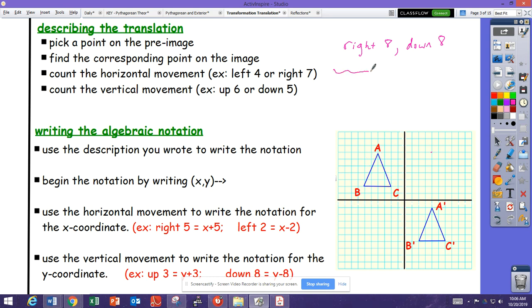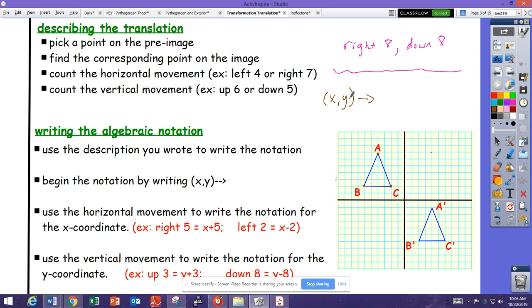Now we're going to write an algebraic notation to represent the translation that just happened. When we write our algebraic notation, we're going to refer to the description that we already wrote. This is going to help us write that algebraic notation. Very simple. Every algebraic notation begins with x comma y, and this is kind of like telling the story of the translation. First, we start off with a point that's x and y, so that might represent any of these points.